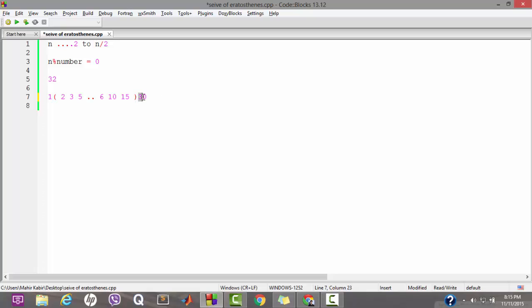That means for 30 the square root is 5.47 to be precise. So any numbers greater than that square root can be found from the previous numbers by multiplying some of the previous numbers. For example, 6 can be found by 3 into 2. But any numbers lesser than or equal to the square root of 30 can never be found by multiplying any of the previous numbers. That means to check if 30 is prime or not, we can just run a loop up to the square root of 30.